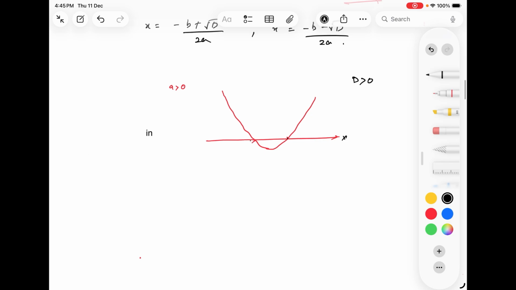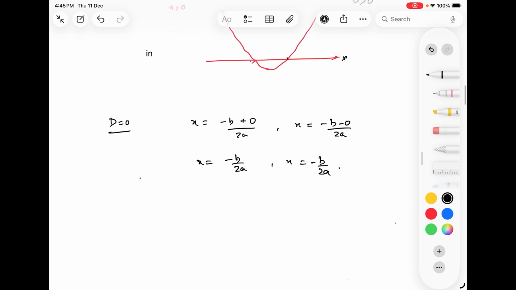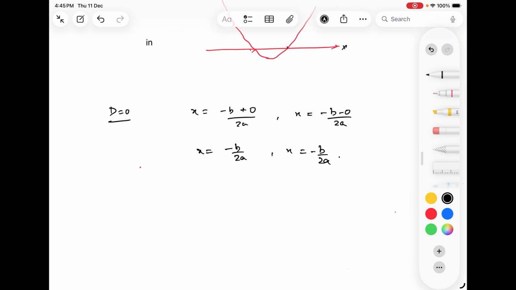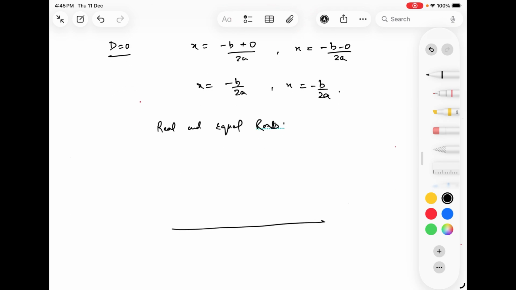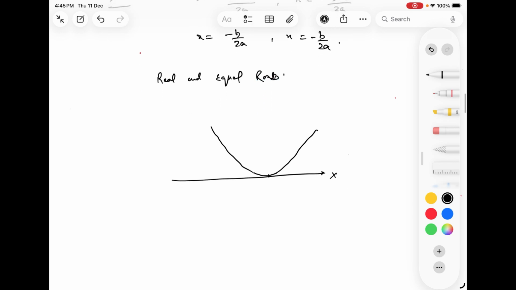And when d is 0, then what happens? Then we have x equals to minus b plus 0 by 2a, or x equals to minus b minus 0 by 2a. That is, in both cases we have minus b by 2a as the root. It means when d is equal to 0, we have a repeated root. So we write real and equal roots. And in this case, what we have in graph, it faces upwards and it touches the x-axis at one point, at a single point, right?